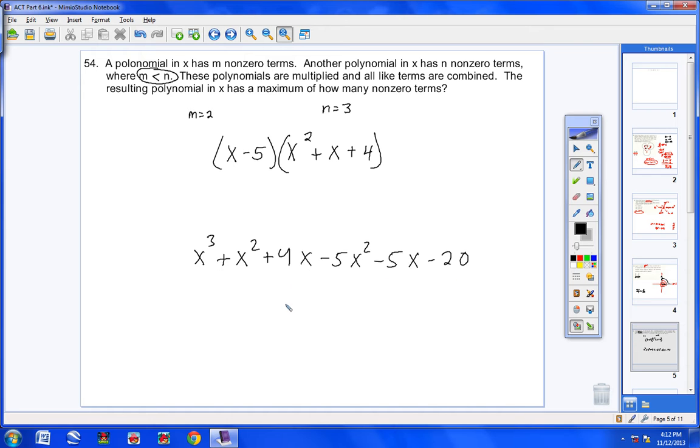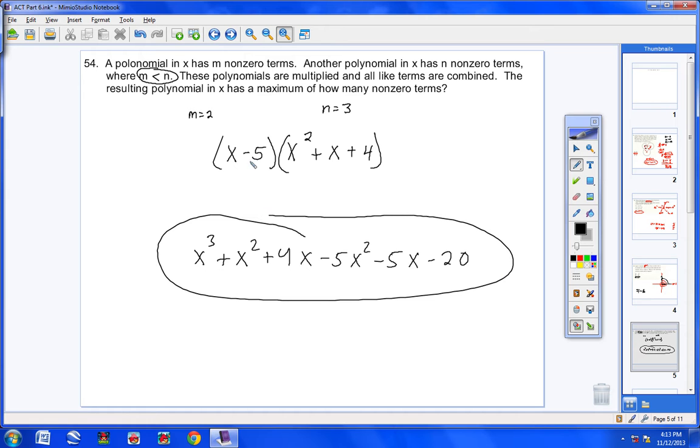Now, I know what you're saying. Mr. Earhart, we have like terms, we can put them together. I know that, but please read the question carefully. The resulting polynomial, after you've multiplied, these polynomials are multiplied, and all like terms are combined. The resulting polynomial, this is my resulting polynomial right here, in X, notice it's all in X, I have all X's here, has a maximum of how many non-zero terms?